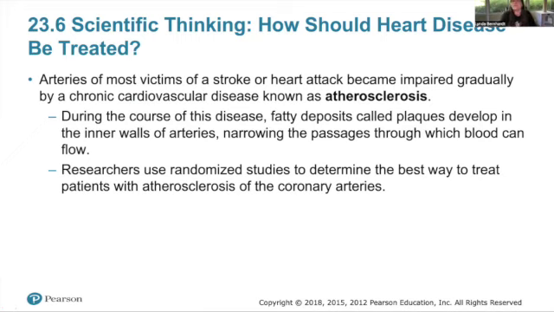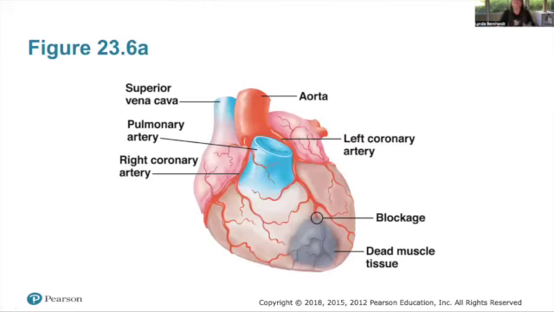Arteries in most victims of a stroke or heart attack become impaired gradually by chronic cardiovascular disease known as that word. My mom has this. She never told me. I found this out last year when I was there for one of her surgeries, and I can't remember if it was the doctor or the anesthesiologist. One of them was going through her stuff, and then they told her about this. It's pretty bad. So take care of your health, please.